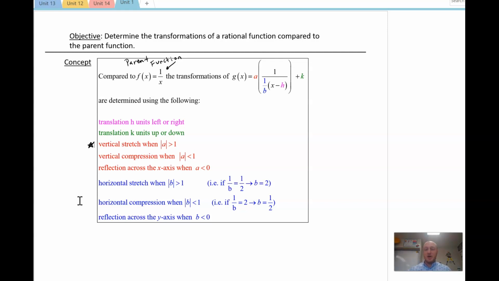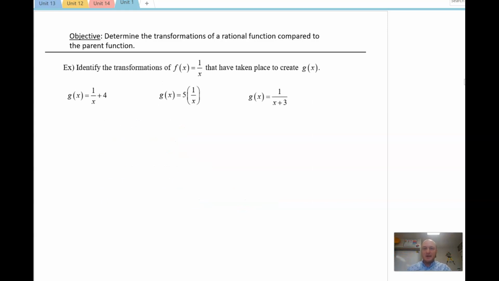Okay, next, let's talk about translations, moving left, right, up, or down. In order to move left or right, that's going to be affected by our h value, and it's important to remember that the h value is always the opposite. So what you see, you have to take the opposite, and that'll control left or right. If it's negative, we're going to the left. If it's positive, we're going to the right. Our k value, last but not least, is going to move us up and down. If our k value on the end is positive, we're going up. If it's negative, we're going down.